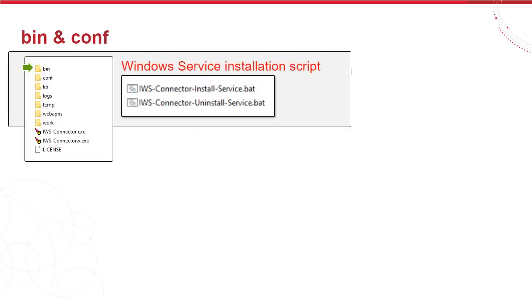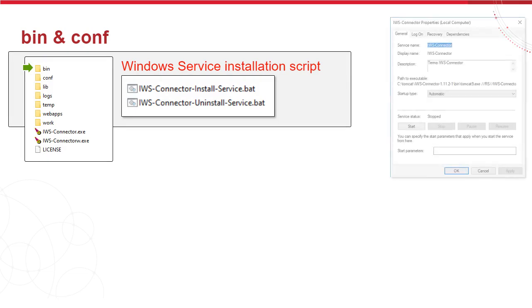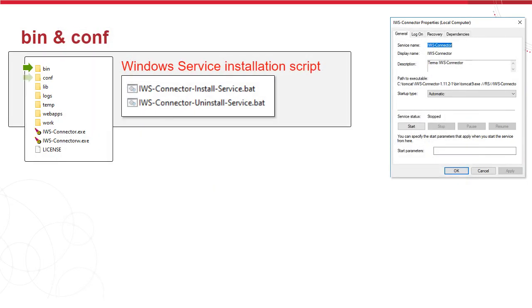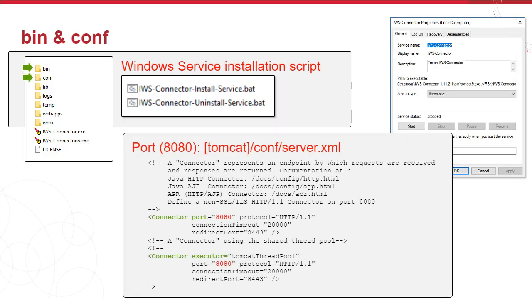In the bin directory, you find the connector service install and uninstall scripts for Windows. We ask that you install the service before starting Tomcat. Then you use the service to start and stop the connector. These are the two batch scripts for installing and uninstalling the service. Depending on where you install the connector, the default Tomcat port 8080 may be in use. If you need to change it, open server.xml and look for the connector port and executor sections. There, you'll be able to change the port.